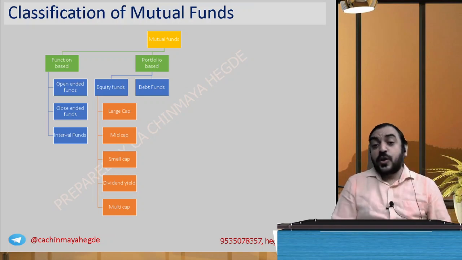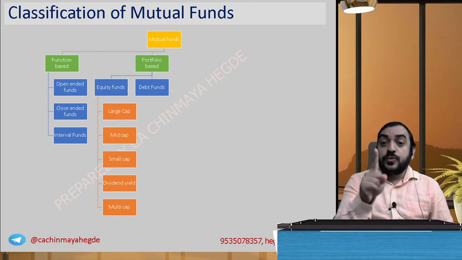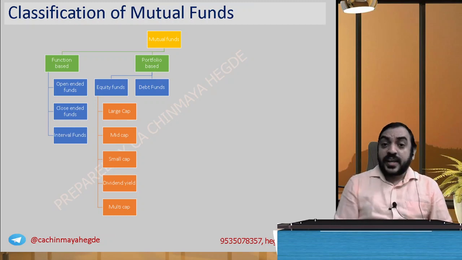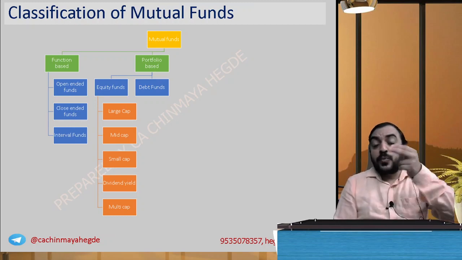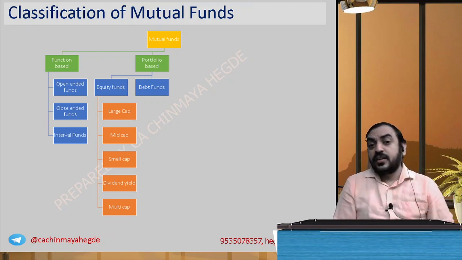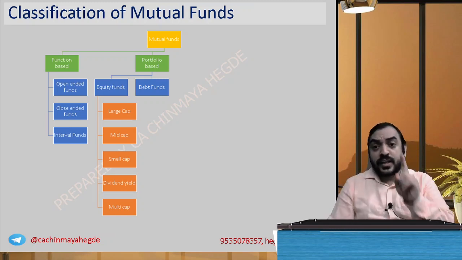And SEBI has also put one more restriction now. One mutual fund house, one AMC, can have only one fund in a category. For example, SBI Small Cap: they cannot have SBI Small Cap 2. In one category, one mutual fund can have only one fund. One category, one fund for every mutual fund.